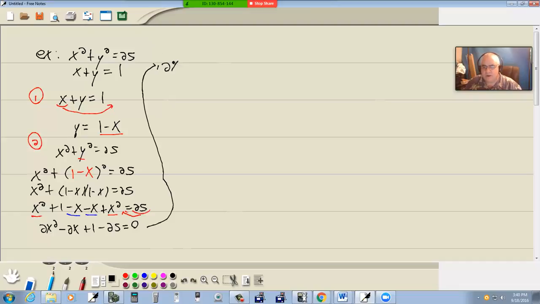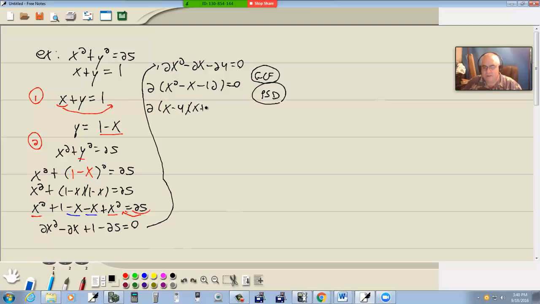So I got 2x squared minus 2x. 1 minus 25 is negative 24 equals 0. Now right away I notice they're all divisible by 2, so I can factor a 2 out. And that gives us x squared minus x minus 12 equals 0. Now these will factor using the PSD. This factors as x minus 4 times x plus 3.